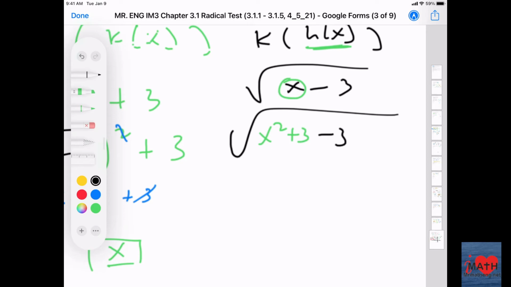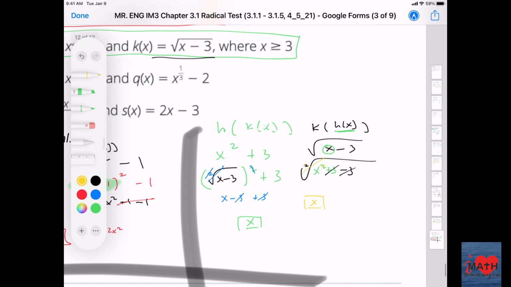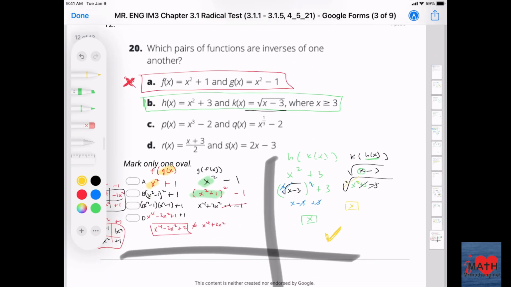Okay. Positive 3, negative 3 equals 0, and these also cancel. So you're just left with x. What does this mean? This one is a good thing. They are inverses by composition. So green works. Let's highlight that.